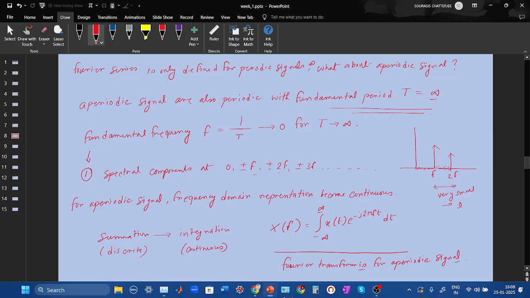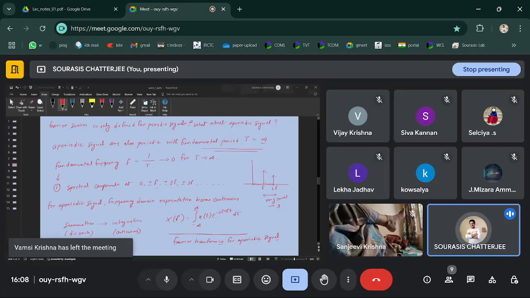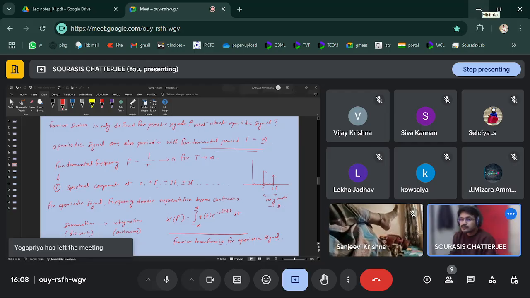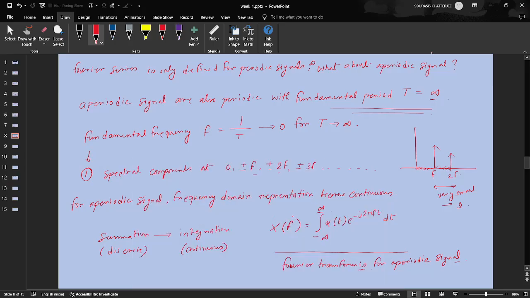So I hope at this point I am able to make you understand. If you have any query regarding that, you can ask me. Do you have any questions or doubts about the way I tried to explain the Fourier series first, and then extended the definition to the Fourier transform?